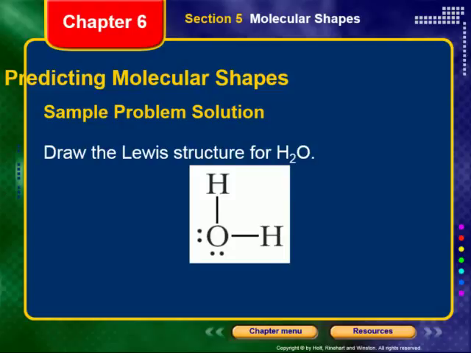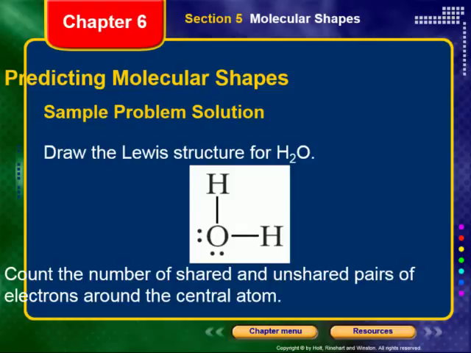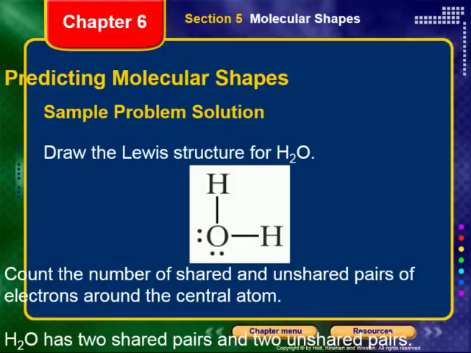It looks like this. Next thing I'm going to do, count the number of shared electron pairs and unshared pairs of electrons around the central atom. How many are there? I see that water has 2 shared pairs and 2 unshared pairs, right? 2 bonds, those are shared, and 2 lone pairs, those are unshared.